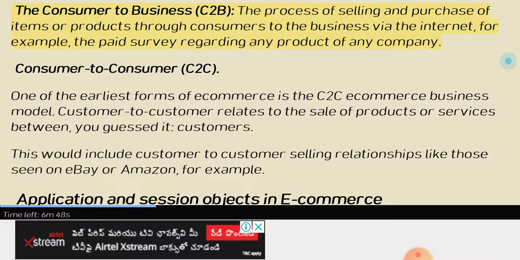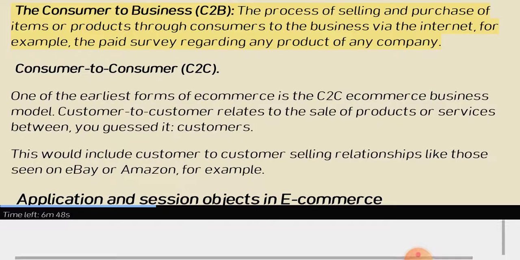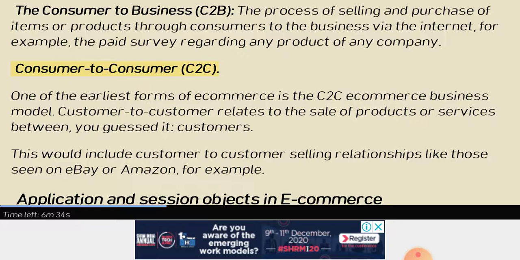The consumer to business, C2B, is the process of selling and purchase of items or products from consumers to the business via the internet, for example, a paid survey regarding any product of any company. Consumer to consumer, C2C. One of the earliest forms of e-commerce is the C2C e-commerce business model. Customer to customer relates to the sale of products or services between, you guessed it, customers. This would include customer-to-customer selling relationships like those seen on eBay or Amazon, for example.